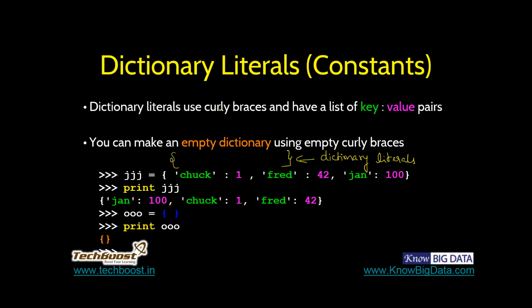So dictionary literals use curly braces and have a list of key value pairs. Okay, in fact, this also we have discussed, that you can create an empty dictionary using empty curly braces.